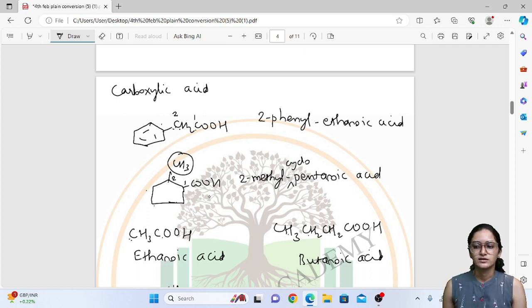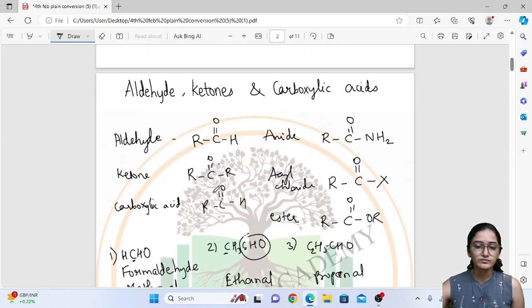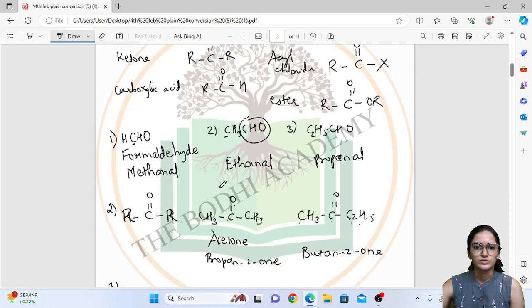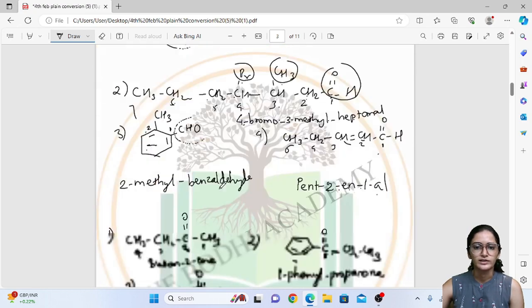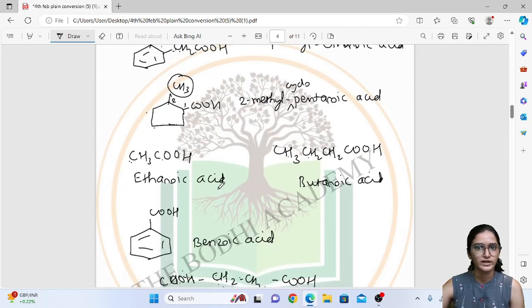Okay, so this is the nomenclature of aldehydes, ketones and carboxylic acid. In next video we will come up with the preparation methods and other physical properties of these compounds. Okay, so till then you all revise all the nomenclature of aldehydes, ketones and carboxylic acids, which we have done here in general.